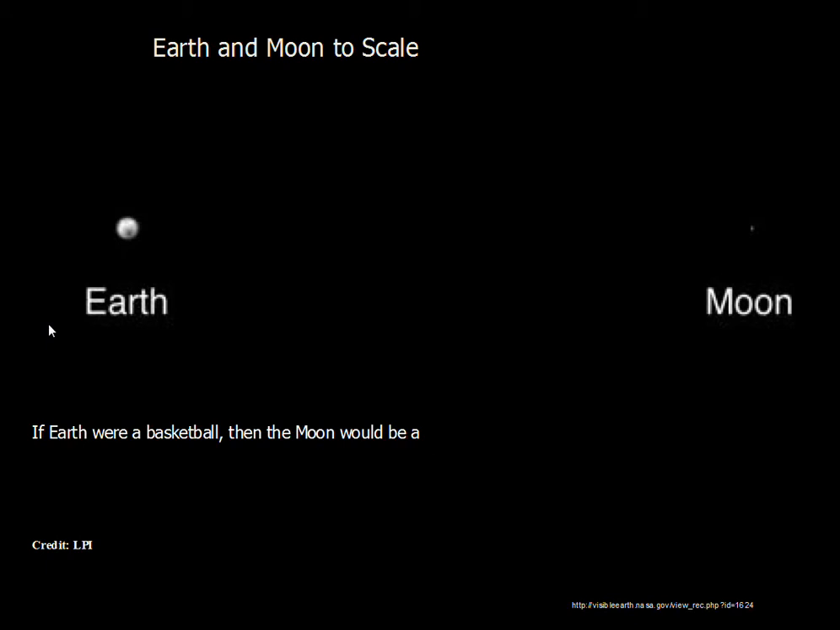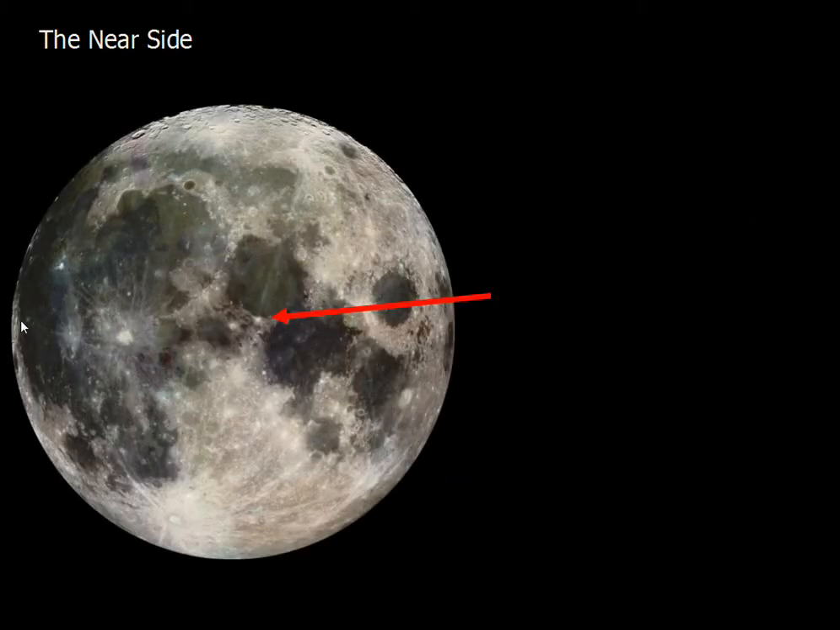So you're used to seeing a basketball. If the Earth was represented by a basketball, then the moon would be a tennis ball and about 23.5 feet away. So about 8 big steps away. So you keep that in mind perhaps. We have a near side of the moon where we see these large dark areas, the Maria, and we'll talk more about those when we talk about the moon.